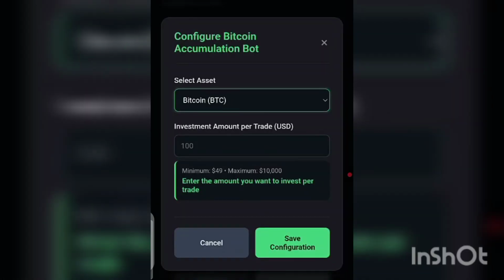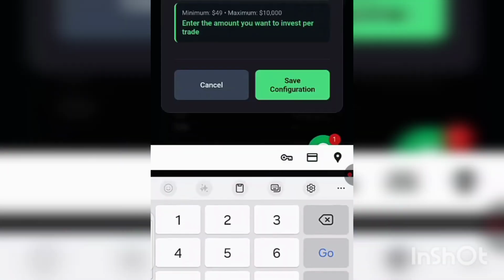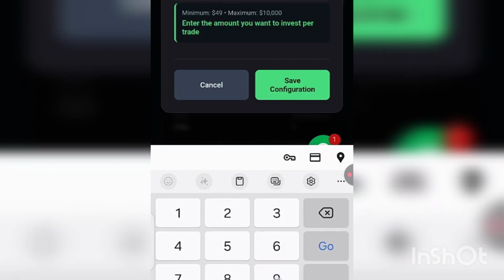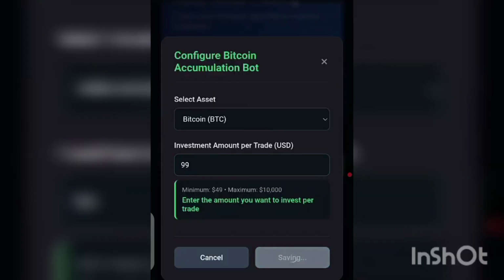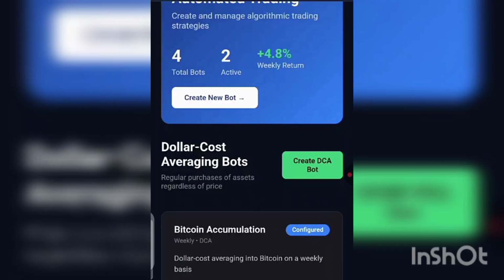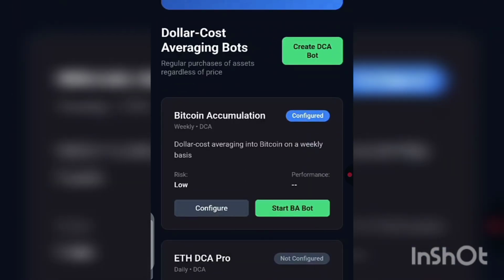Then you select Bitcoin. Once you have selected Bitcoin, you put the amount. So I'm going to be inputting 100 USDT here. Since I have 100 USDT, one good thing about this particular bot is that it doesn't trade when the market is not stable. It doesn't trade when there are waves in the market. So you can see I selected 99 and I left 1 USD.